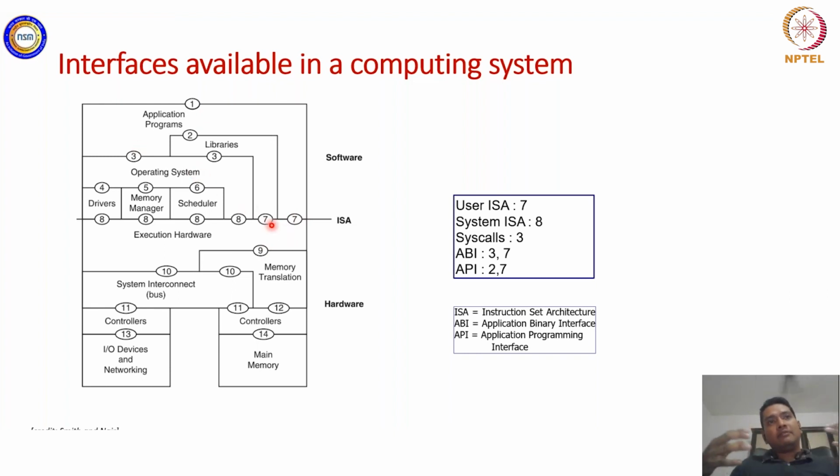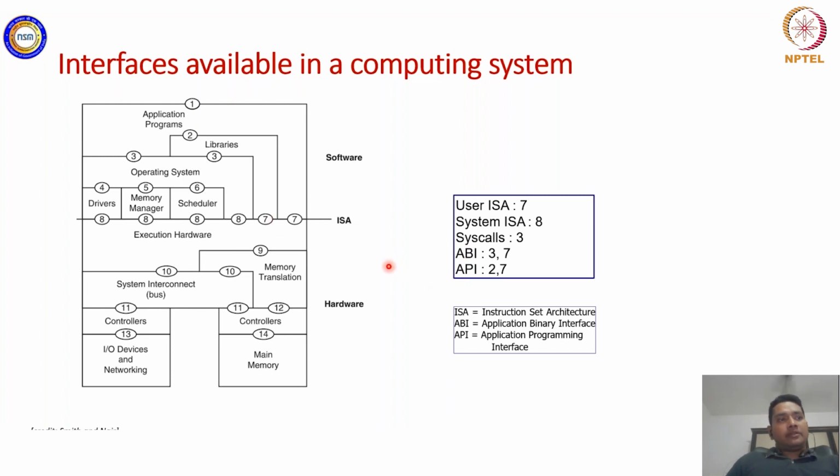Now 3 and 7, if you combine them, you will have the application binary interface, widely known as ABI. And if you combine the 2 and 7 interface, which is between the library, that is the API mostly. So the API will be the view of the libraries associated with the user ISA. Now this ABI and API are very, very important to understand. You see these interfaces 2 and 7, and 3 and 7, right? So application is talking to your operating system and hardware through these two interfaces, either ABI or API.